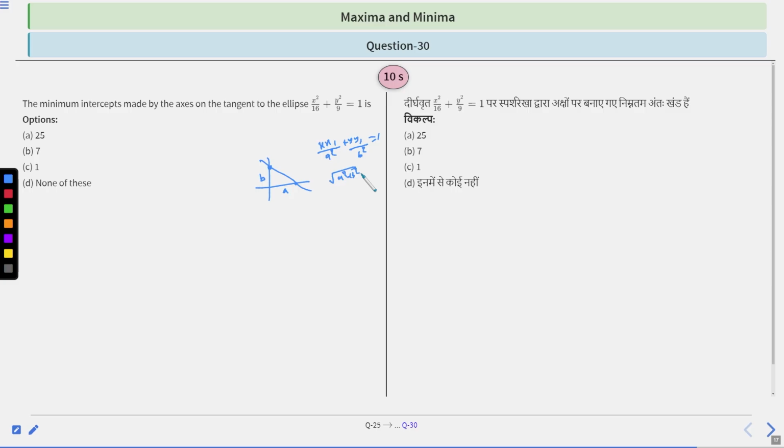You can find dy by dx, then d square y by dx square. By using dy by dx you will find critical points. By using d square y by dx square you will find the point at which it is attaining a minimum value, right? Or you can also take the parameter theta and differentiate in terms of theta also, right? So in this way you can approach this question. You have 10 seconds to solve this question. After 10 seconds we will discuss the solution.